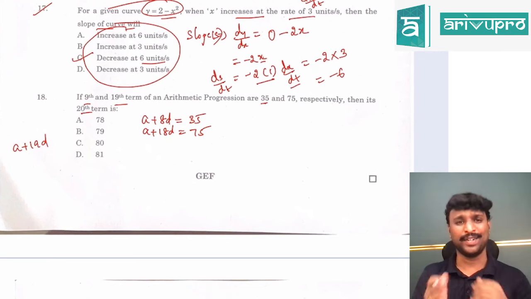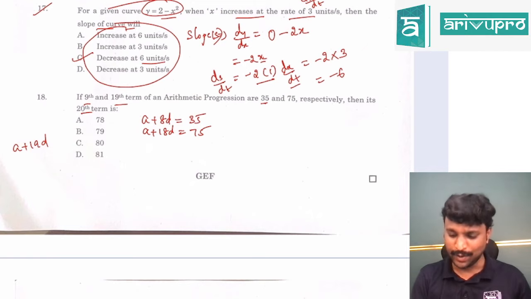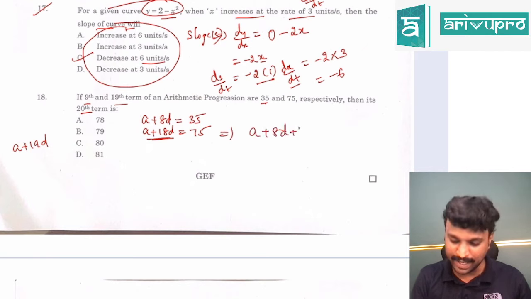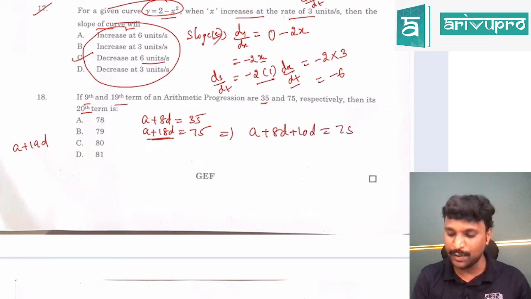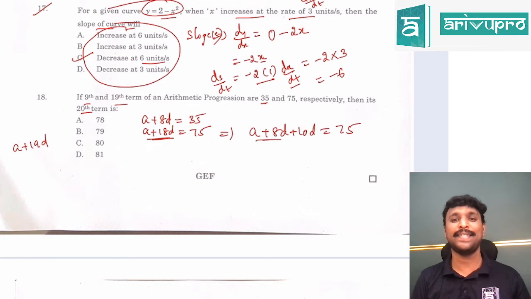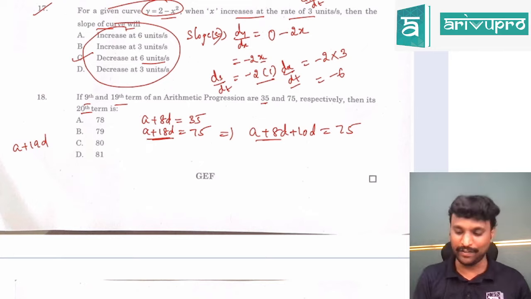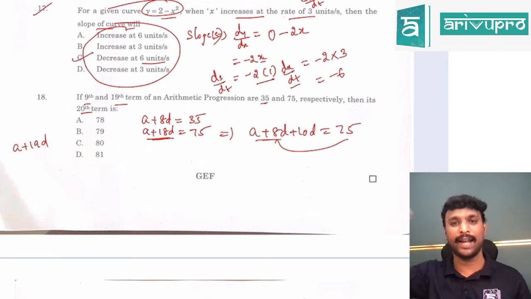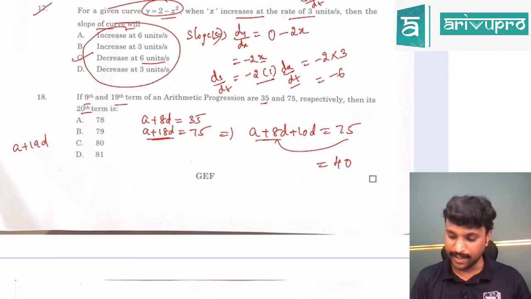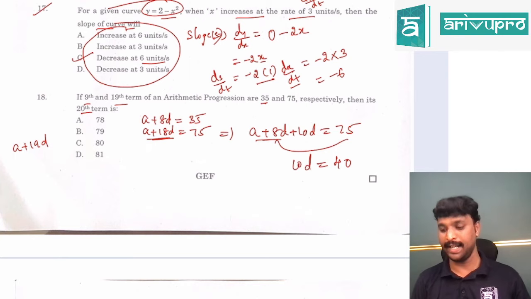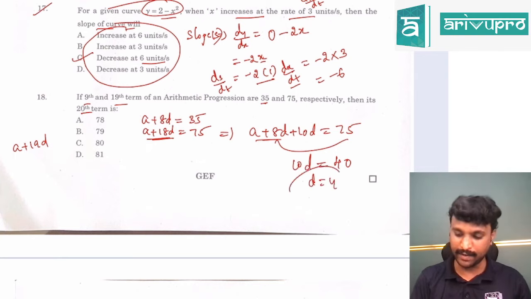Guys, instead of cancelling a values, can I write a plus 18d as a plus 8d plus 10d? Yes, and that is equal to 75. Why? Because a plus 8d is nothing but 35. You can send this 35 to the right hand side. So 75 minus 35 is 40. So this is nothing but 10d. 10d is equal to 40. So d is equal to 4.